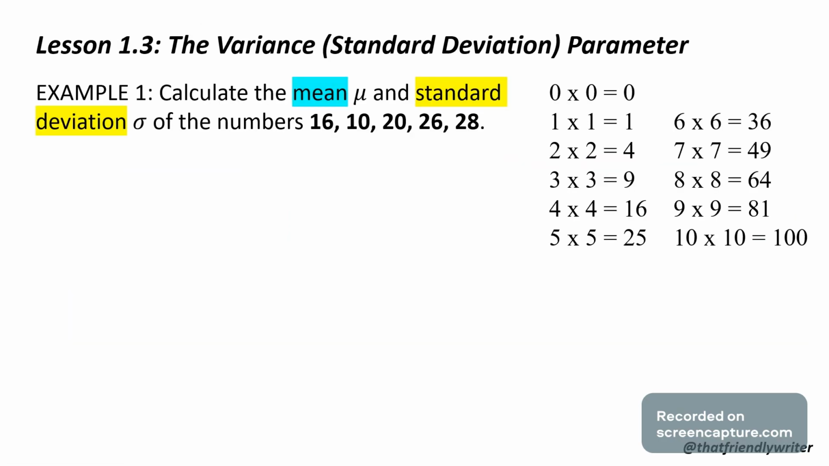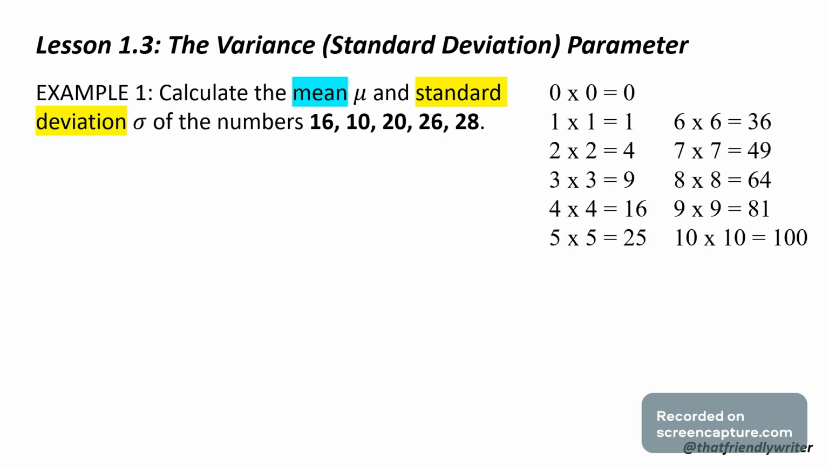The variance parameter is the average square difference that tells us how spread apart the values are in a distribution. In our class, we won't be focusing much on the variance parameter, but we'll use a related concept called the standard deviation. The standard deviation is just the square root of the variance, and its symbol is sigma.